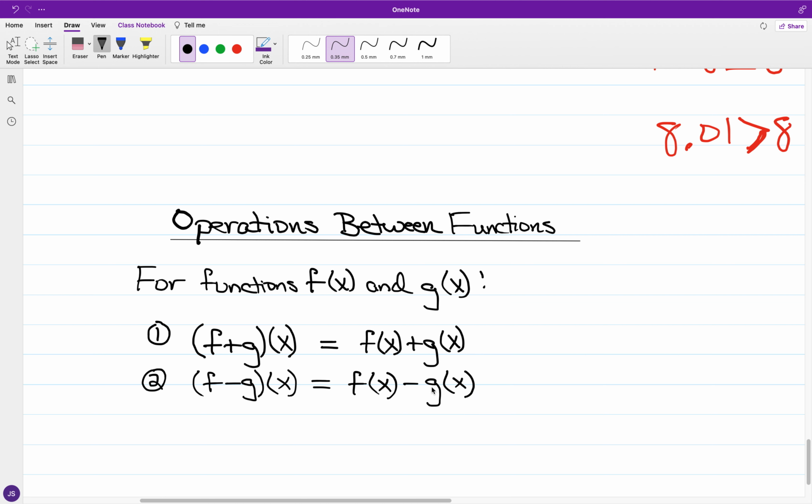Right, and one might ask, could it be the other way around, like g of x plus f of x, or g of x minus f of x? And the answer to that is yes, if you have g out in front of the f in these cases, like g plus f of x and g minus f of x.